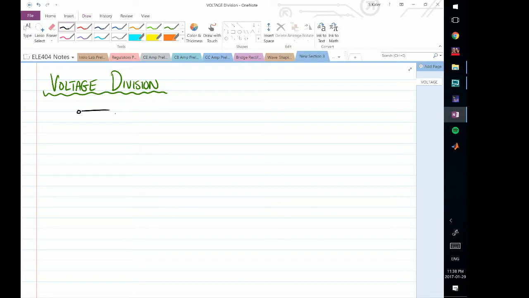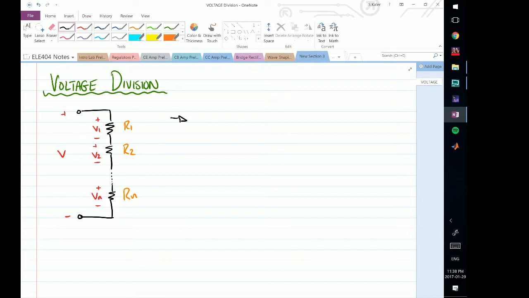Let's go ahead and consider a general case where we have, let's say, n number of resistors in series, and I will call this voltage here V. I will call this resistor R1, I will call this resistor R2, I will call this resistor Rn. And now we will call this voltage here V1. We will call this voltage here V2. And I will call this voltage here Vn.